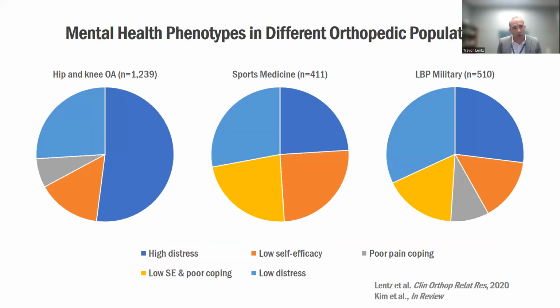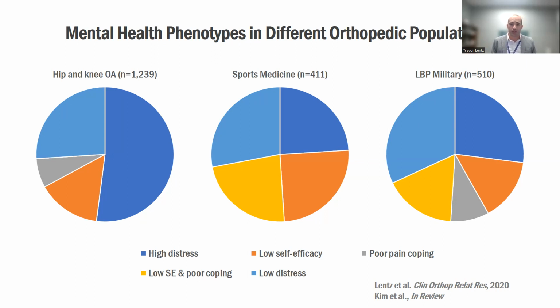One of the other things that we wanted to evaluate was whether these mental health phenotypes were specific to osteoarthritis, or whether we would see them when we looked at other different pain conditions or musculoskeletal conditions. And so over on the left-hand side there, you can see the hip and knee OA cohort that I just talked about, but we also looked at this in patients that are coming into our sports medicine clinic. And then also in a separate analysis that I looked at with a colleague, Dan Rhon, in the military for people with low back pain.